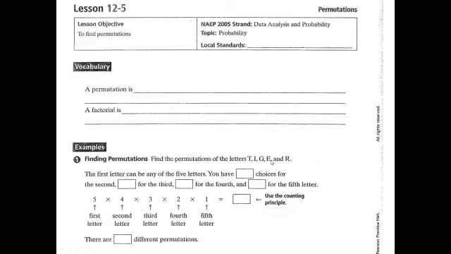Welcome to Lesson 12-5, Permutations. Our Indiana Academic Standard is 7.4.5.